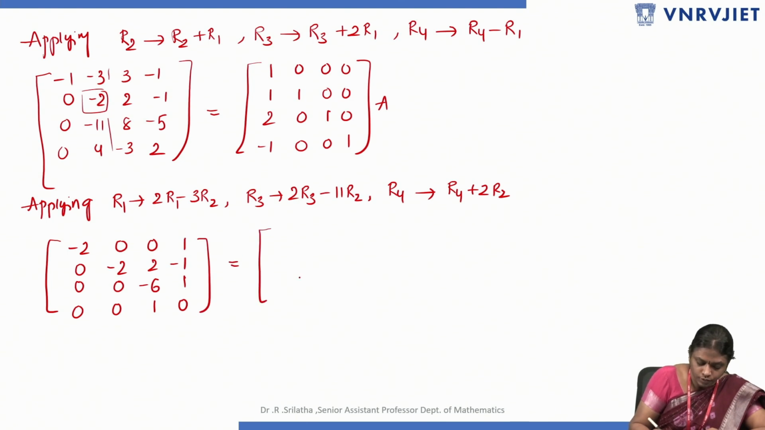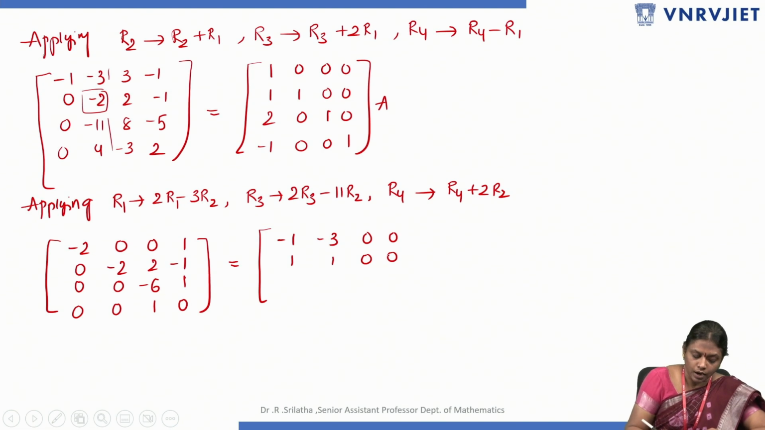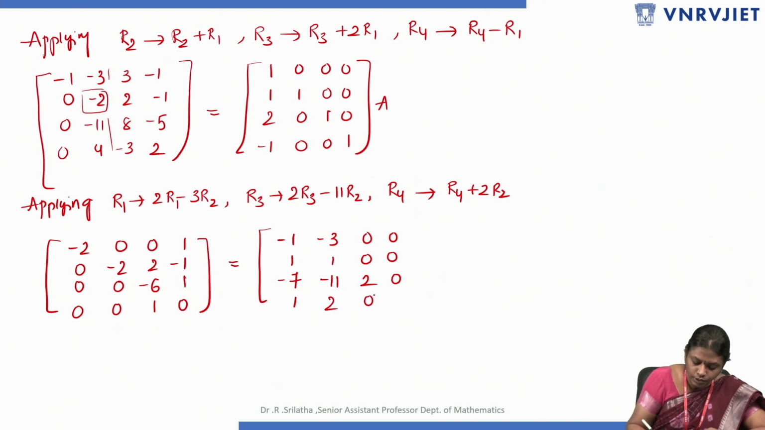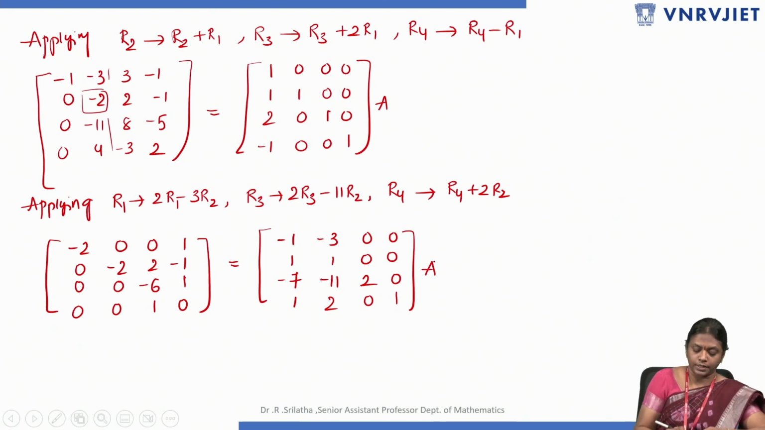Same, I will be implementing the operations. 2R1 minus 3R2, that is 2 minus 3, minus 1 minus 3, 0, 0. I will be writing the second row elements as it is, 1, 1, 0, 0. And R3 tends to, this is minus 7, minus 11, 2, 0, and this is 1, 2, 0, 1. Whatever the operations we'll be implementing to the LHS, same operations we need to implement for RHS.